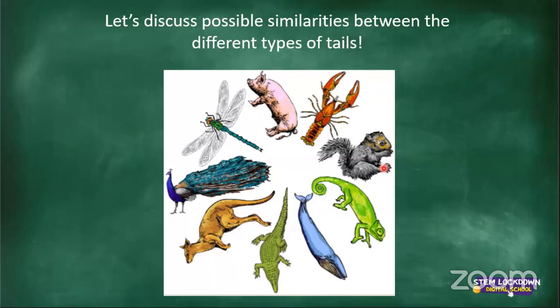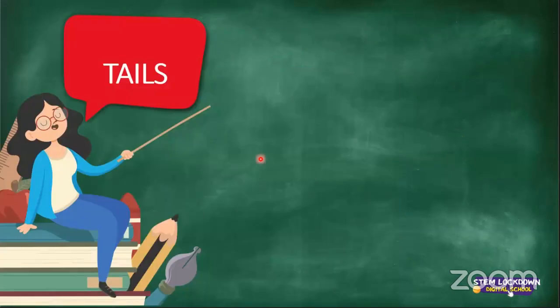Yes, Nakwanda, you're right. The tail of the crocodile helps him to catch food. Absolutely. We know that all the tails are different, but they also have different functions. We're going to read about some of those functions now.